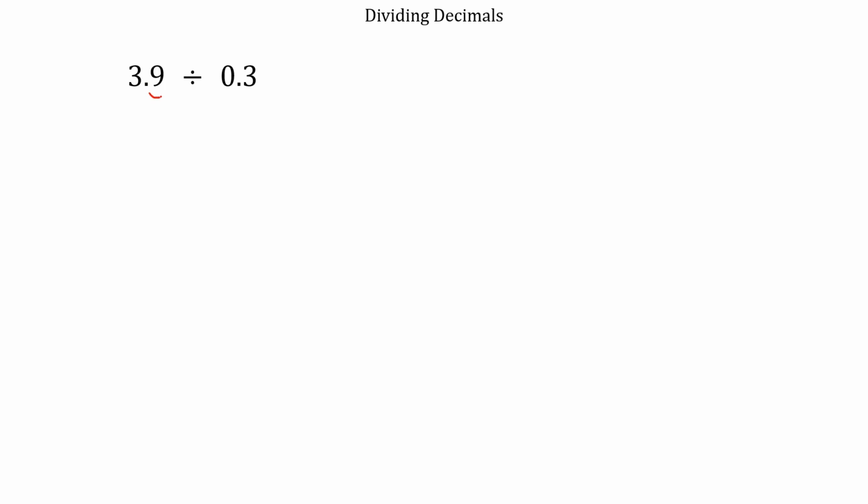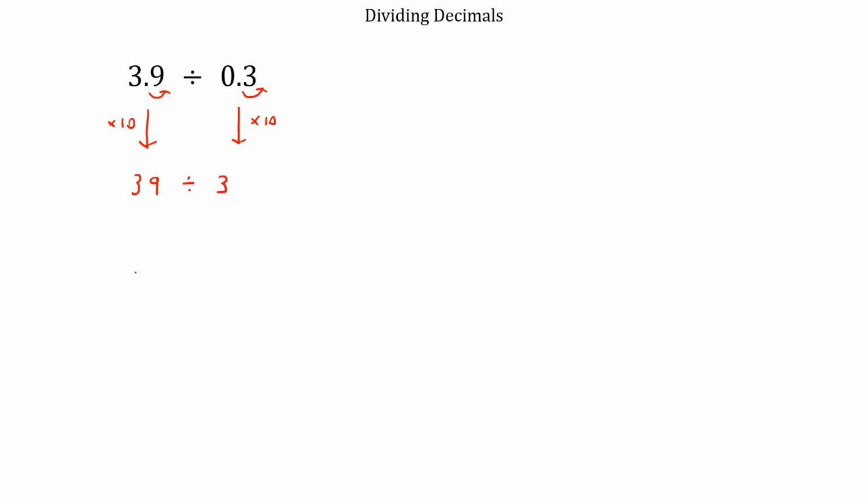So if I want to move the decimal place one place towards the right, I have to multiply it by 10. But once you multiply it by 10, you have to automatically multiply the other number you are dividing by 10. But this is a nice coincidence because if you multiply 0.3 by 10, you move the decimal place one place over to the right as well. So you end up getting 39 divided by 3.